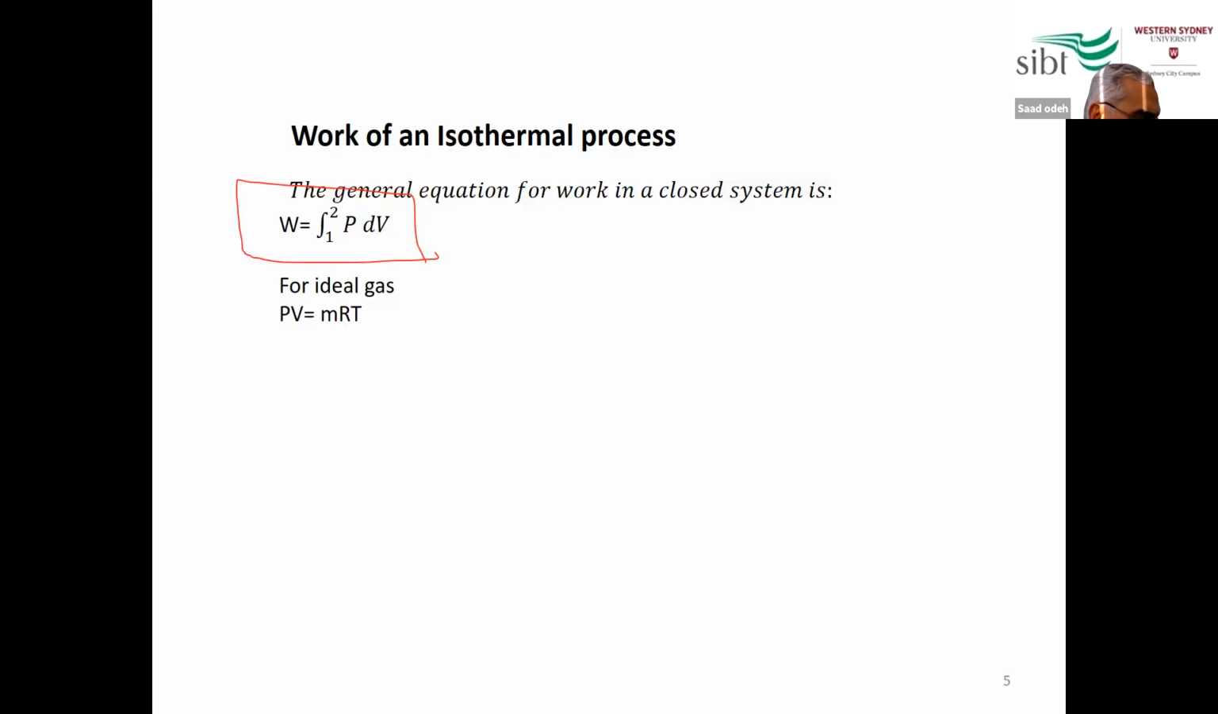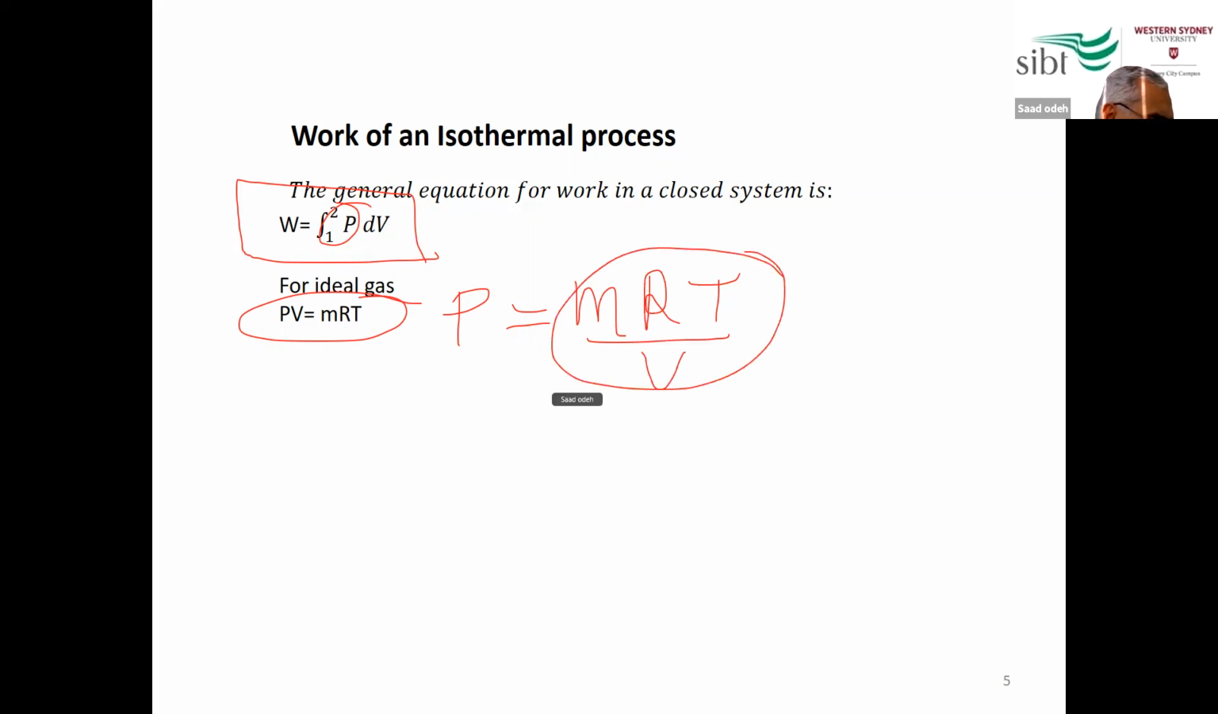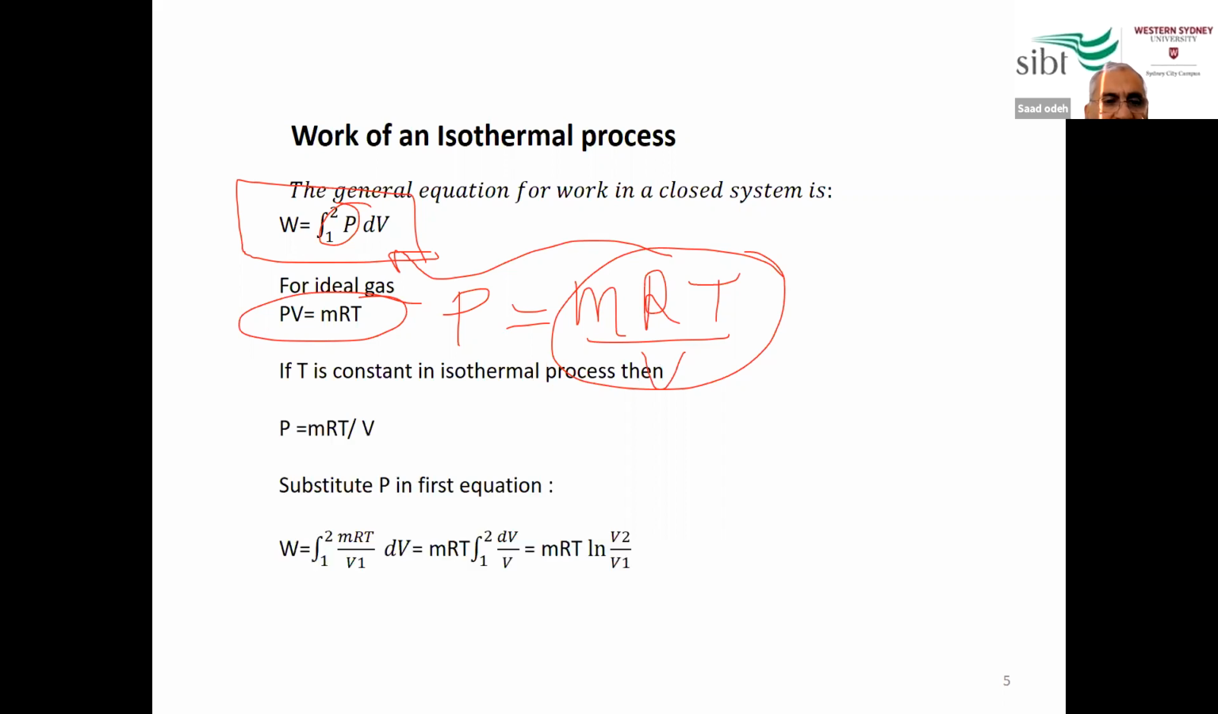Now, if it's constant temperature, I can replace the pressure with this equation. So I can say P is equal to mRT divided by V. I put this mRT divided by V in place of the pressure. And then when I simplify the equation, I can find out the work done.